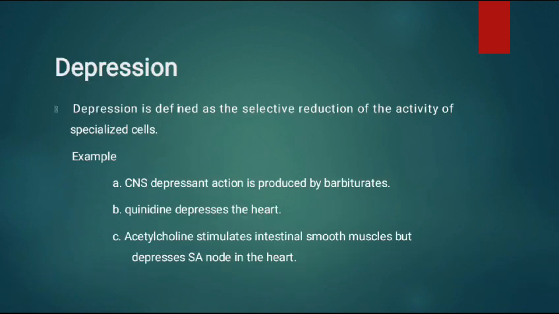Next one is depression. Depression is defined as the selective reduction of the activity of specialized cells. Examples are central nervous system depressant action produced by barbiturates, and quinidine depresses the heart. Acetylcholine stimulates intestinal smooth muscles but depresses the SA node in the heart.